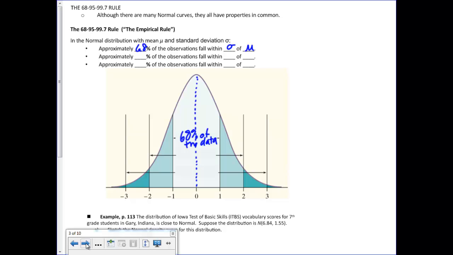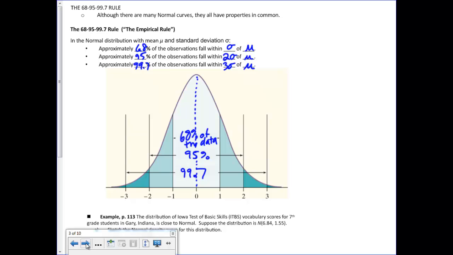And then we have 95. Approximately 95% of the observations fall within 2 standard deviations of the mean. So from here to here, this is 95% of our data. And then we have 99.7. 99.7% of the data fall within 3 standard deviations of the mean. So from this part to this part, this is 99.7.